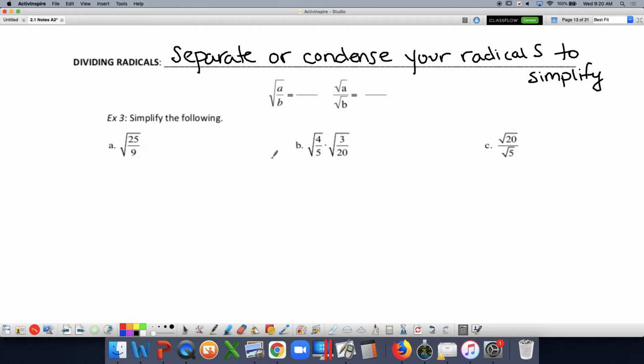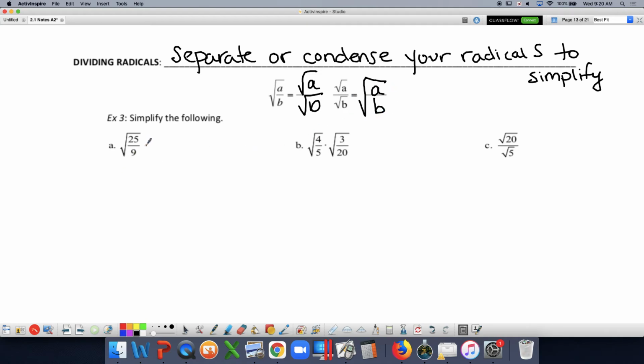So what do I mean by separate or condense? Say I have a fraction under the radical like this. I could separate it out as the square root of a over the square root of b. If I have a square root over a square root, I could condense it down to one big square root with a fraction underneath. So this is an example of separating out. This is an example of condensing down.